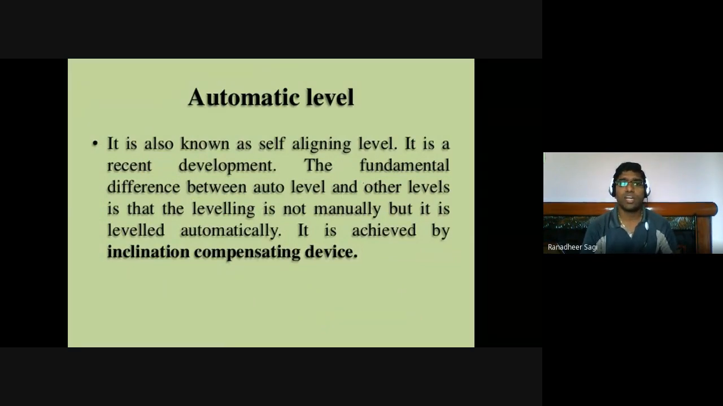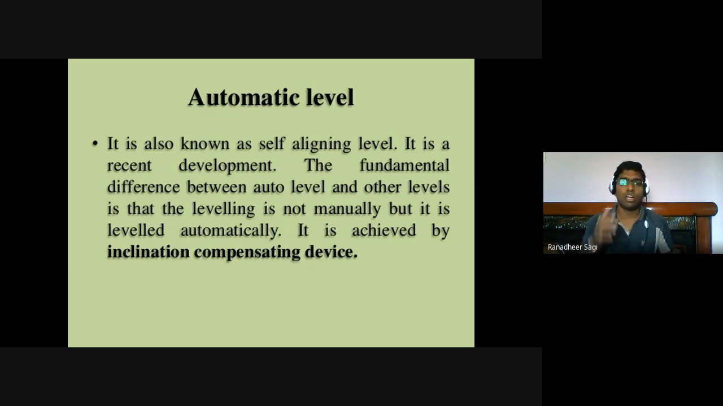Now, what does the word automatic level mean? It is otherwise also called a self-aligning level. So what does the word self-aligning level mean? In the other instruments, if you are required to ensure that the leveling of the instrument is proper, you should use your foot screws or leveling screws to properly carry out the leveling of the instrument. But in the case of this automatic level, auto level, you need not do any leveling for your instrument.